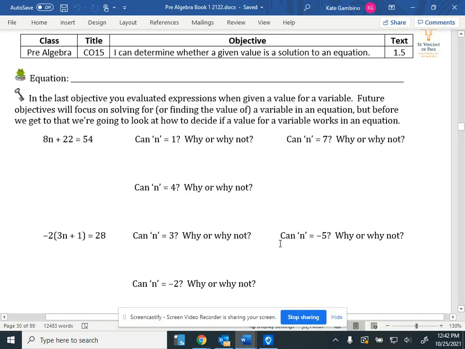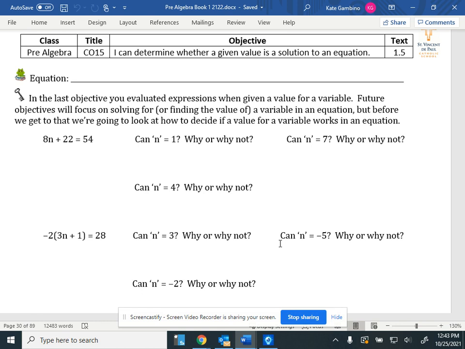Okay, welcome to CO15. We are just cruising through our objectives right now. Today we are going to determine whether a given value is a solution to an equation.